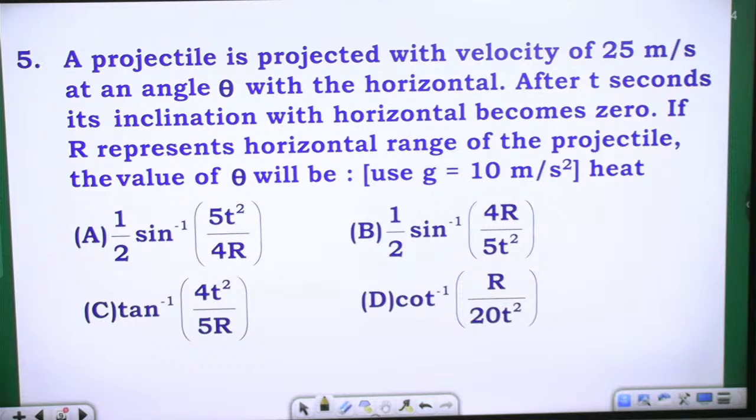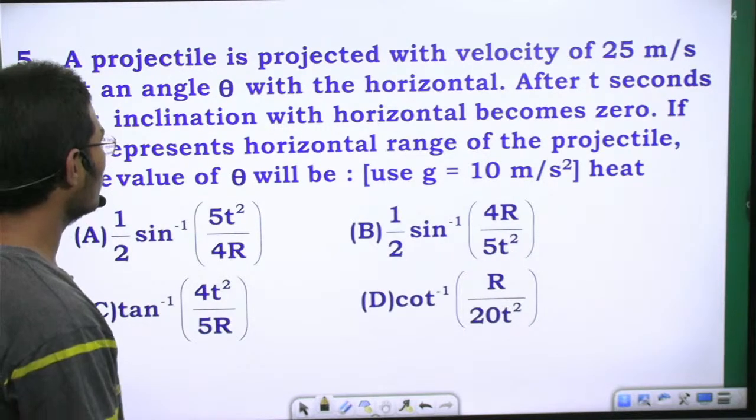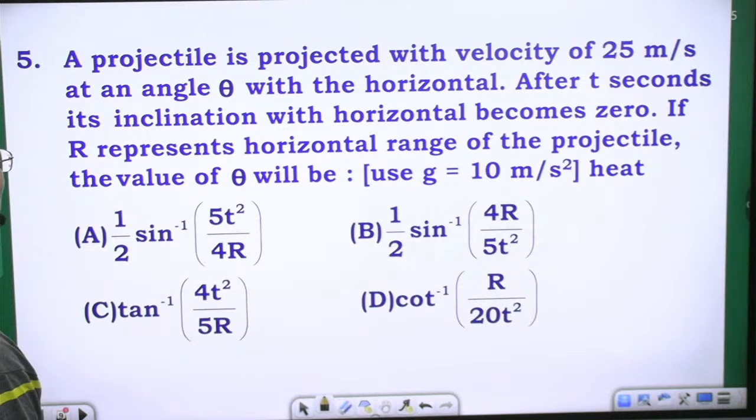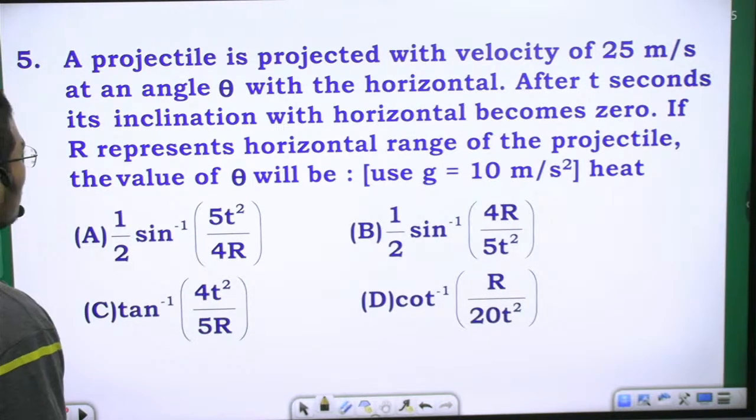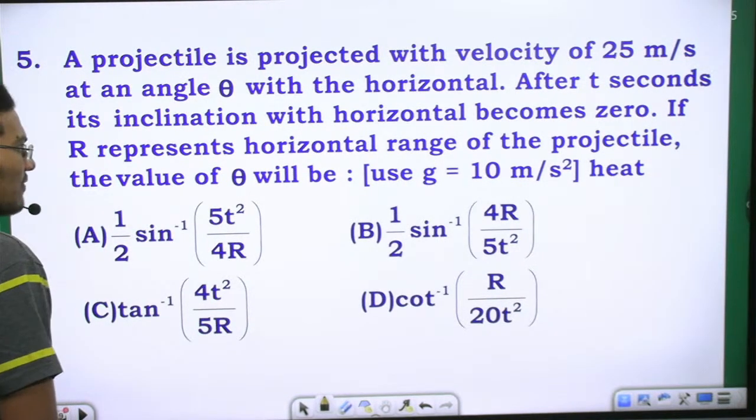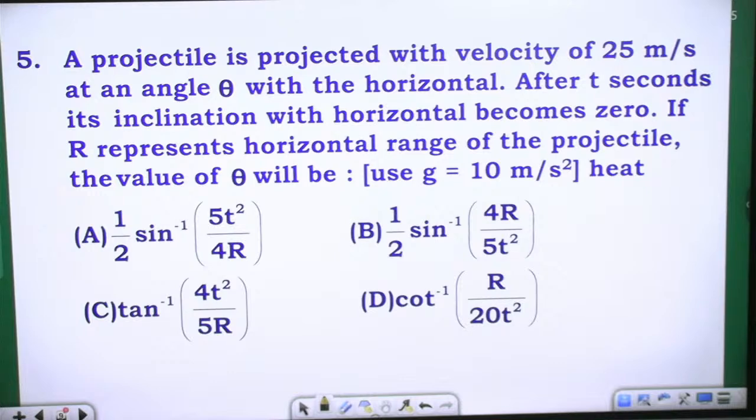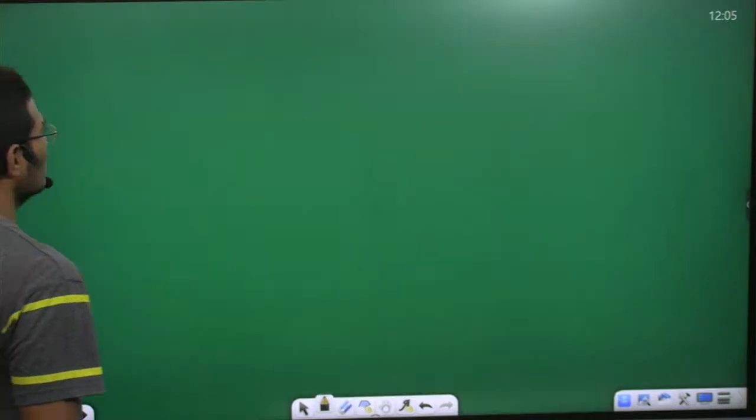So the question says that a projectile is projected with a velocity of 25 meters per second at an angle of theta with horizontal, okay? After t seconds, its inclination with horizontal becomes 0. If r represents the horizontal range of the projectile, the value of theta will be dash. Use g is equal to 10 meter per second square. Okay, let's see what is given.